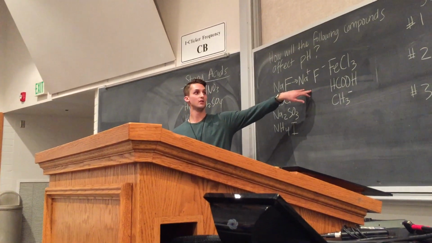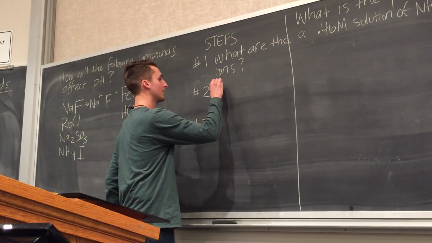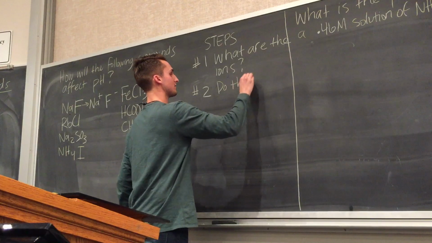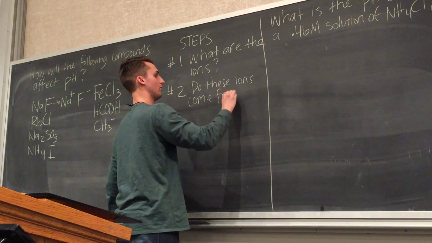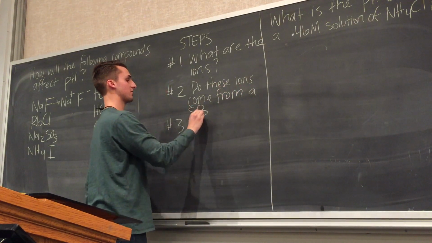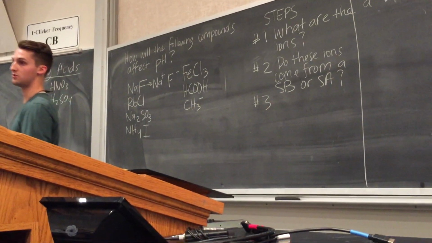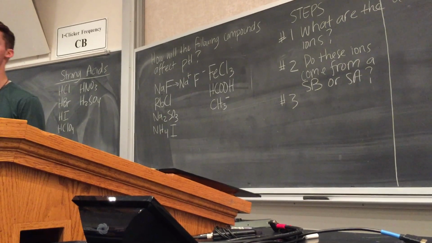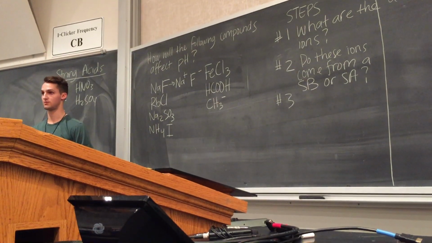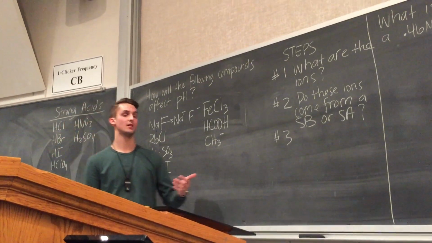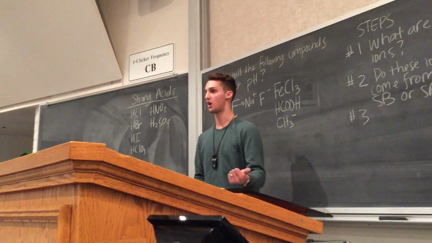We know what ions are in there. Step number 2 is to ask ourselves, do these ions come from a strong base, I'm just writing SB, or strong acid, SA. So do these ions come from a strong base or a strong acid? Now all of the ions that you see here, they're going to be conjugates. Okay? So what I'm really asking is, is this the conjugate base of a strong acid, or is it the conjugate acid of a strong base?